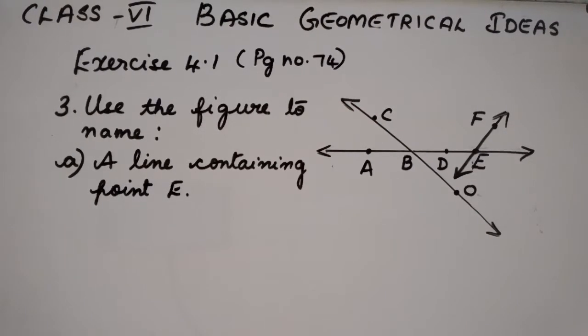Class 6 Basic Geometrical Ideas. It's a continuation of exercise 4.1, page number 74 in the textbook. Question number 3. Use the figure to name a line containing point E.